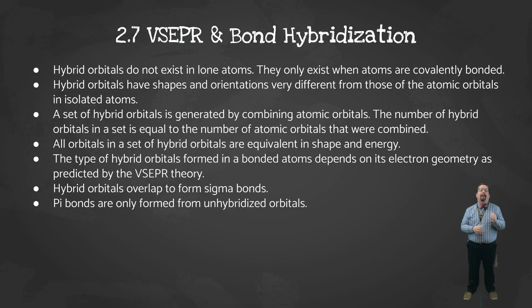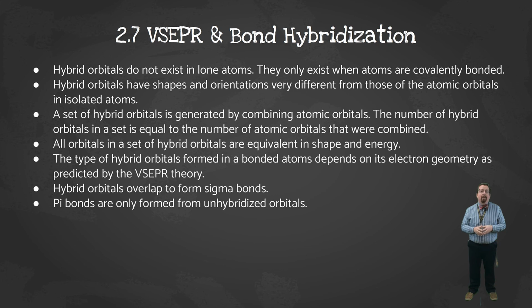Some things to note about hybrid orbitals: they only happen when the atoms are covalently bonded, not when they're just hanging out being atoms. The hybrid orbitals are oriented differently and have different shapes than the atomic orbitals that they came from. The number of hybrid orbitals you produce is equal to the number of atomic orbitals you had to combine together to create them. All of the orbitals in a set of hybrid orbitals will have the same shape and energy.